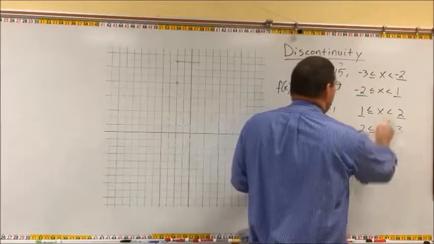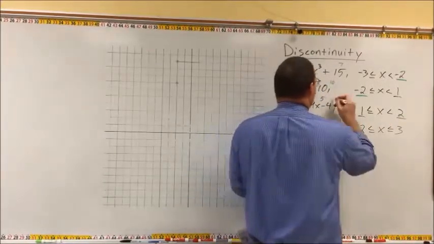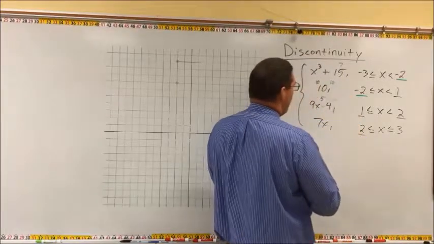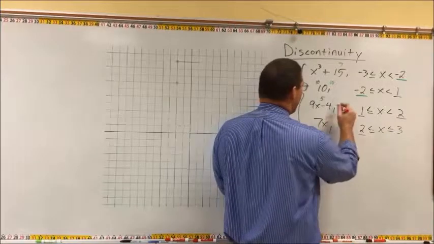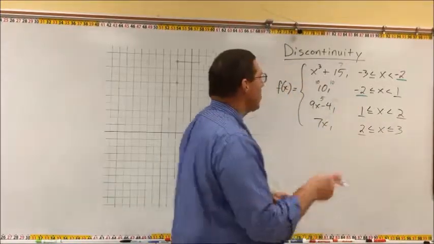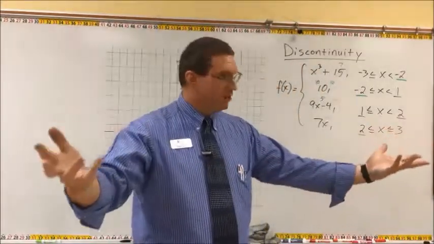Lastly, plug a 2 in. 9 times 2 is 18. 18 minus 4 is 14. And then plug 2 in here. 7 times 2 is 14. And therefore, since we have the same number, it is not a jump discontinuity. It is continuous. That's correct.